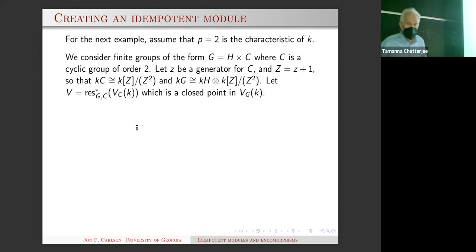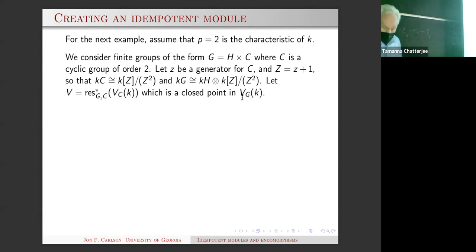Okay, I want to look at a group of this form, H cross C, a direct product of two groups, where C is a cyclic group of order 2. I want to let V be the image under the restriction map of the spectrum of the cohomology ring for C. And this is a closed point in V_G(K). Okay. And then I want to actually write down what these two modules E(V) and F(V) are in this triangle.